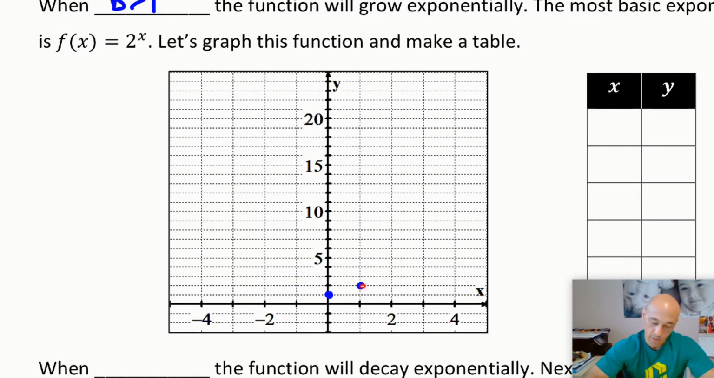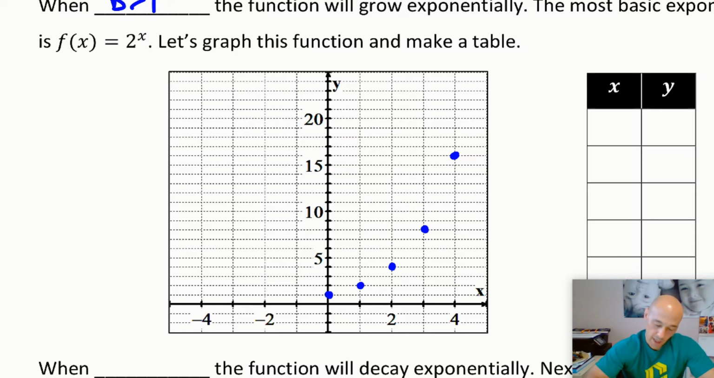And again, when we move to the right 1 unit, we take this y value and multiply by 2. The y value is 2, so 1 unit to the right, our y value must be 4. Move 1 unit to the right, multiply by 2, so there it must be 8. Move 1 unit to the right, multiply by 2. 2 times 8 is 16. And right there is our next point.